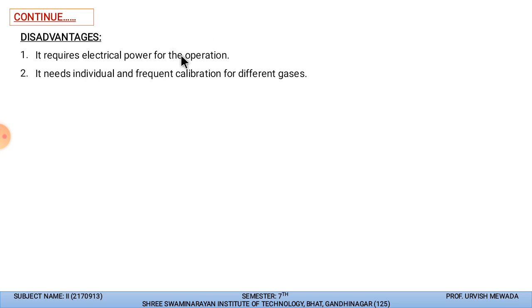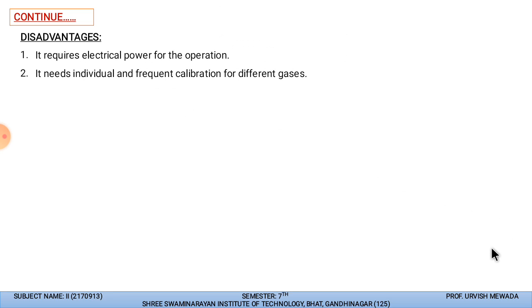So this is the biggest limitation of this Pirani gauge, and also it needs individual and frequent calibration for the different gases. So according to the type of gas that the device is used to measure the pressure of, we need to calibrate it according to the type of gas. So these are the disadvantages of the Pirani gauge.